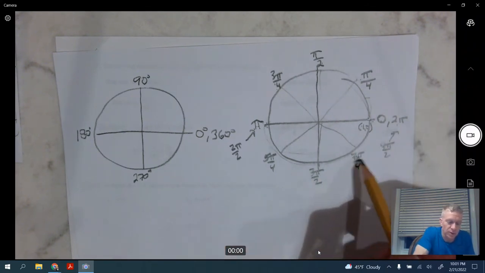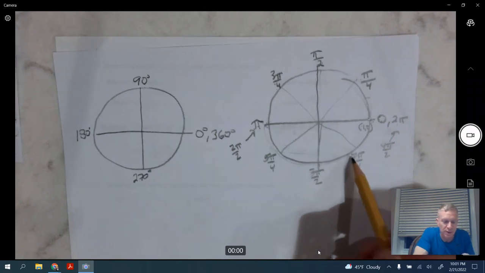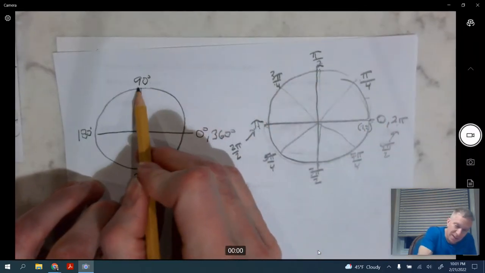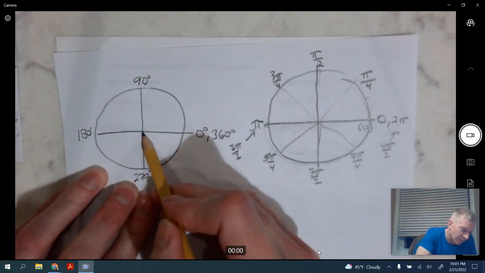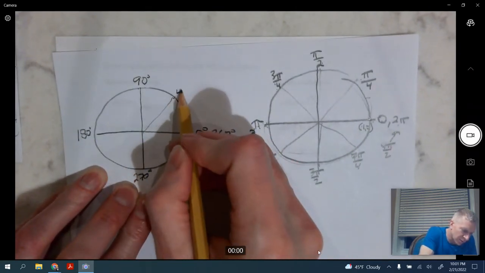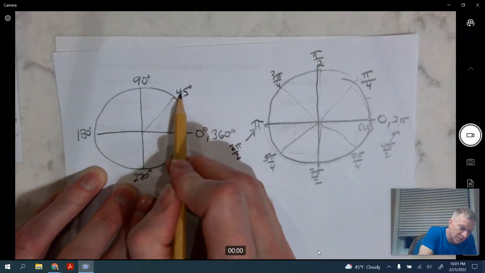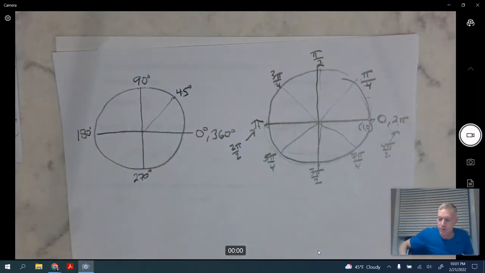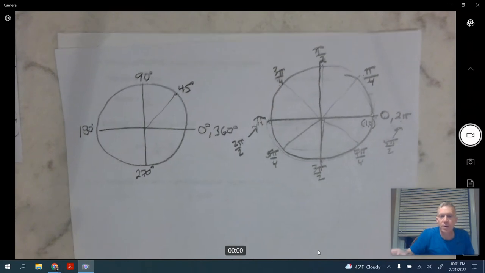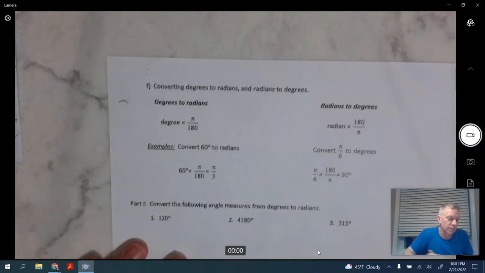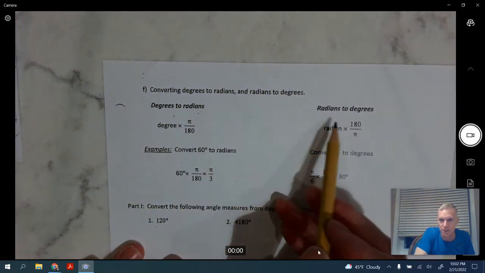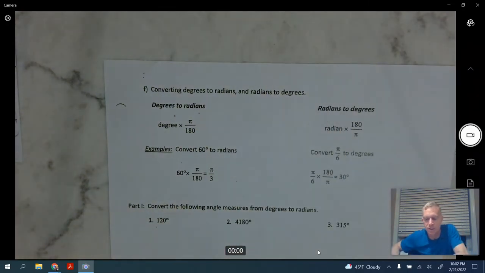So basically what we're doing is we're converting between degrees and radians. Pi over 2 radians would be the same as 90 degrees. If we got halfway to 90 degrees, well, we know that's 45 degrees. So 45 degrees converts to pi over 4. Okay, so let's try some of these. And when we talk about conversions, we're simply converting something that's in degrees into radians and something that's in radians to degrees, just like you've always done conversions.